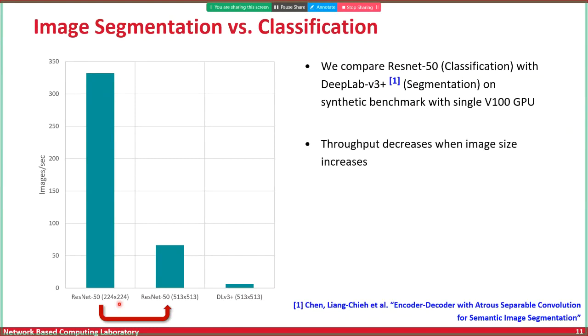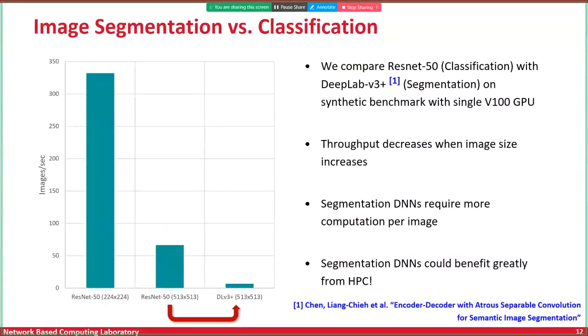First, we increased the image size to 513 by 513, and we saw throughput decrease as expected. Then we compared, on the same image size, a classification model to a DeepLab model, and we noted that DeepLab requires significantly more computation per image than ResNet for the same image size. So since segmentation models require so much computation per image, they're prime candidates for HPC systems. So you can see here that we get about 60 to 70 images per second for a classification model, ResNet, compared to about 6 images per second for segmentation. So it's about a 10x slowdown.